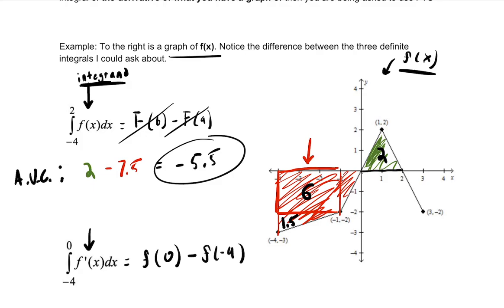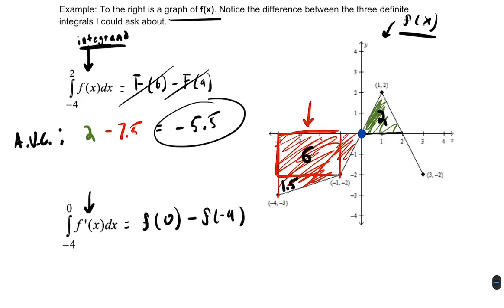And what do you know? I know those things. F of 0 is this point right here. F of 0 is 0. I know that. F of -4 is -3. I know that. 0 minus -3 is equal to 3. And so if you just always think area under the curve or fundamental theorem, which one can I apply? One of those two will work out.